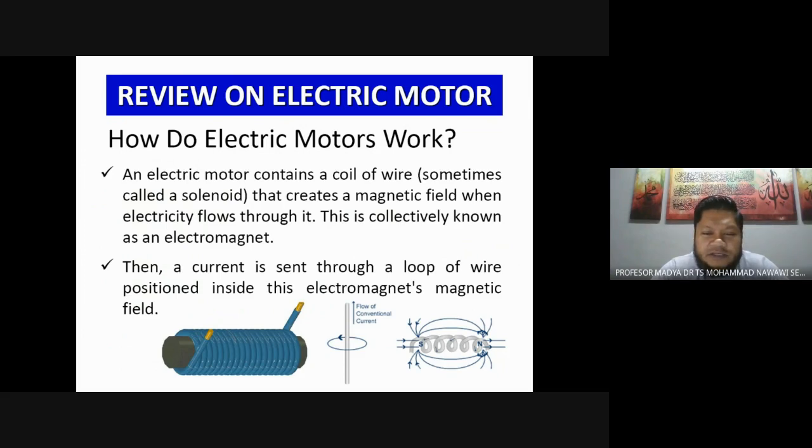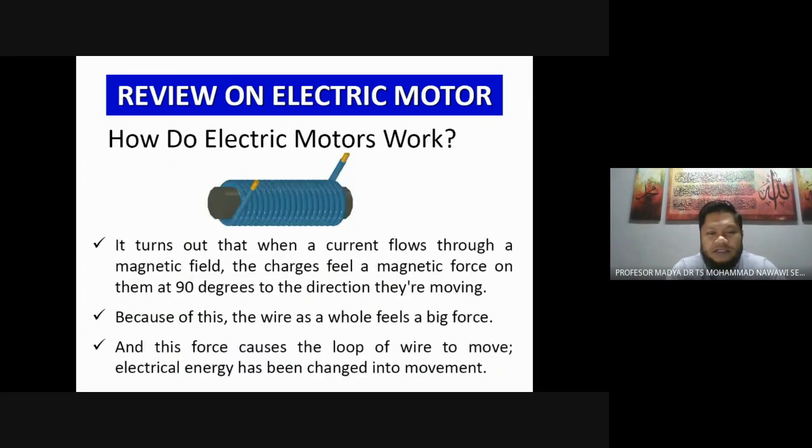Then a current is sent through a loop of wire positioned inside this electromagnetic field. It turns out that when the current flows through a magnetic field, the charges feel a magnetic force at 90 degrees to the direction they are moving. To look into the orientation of the force, the field, and the current, we use the left hand. For motor operations, we have Fleming's left hand rule.